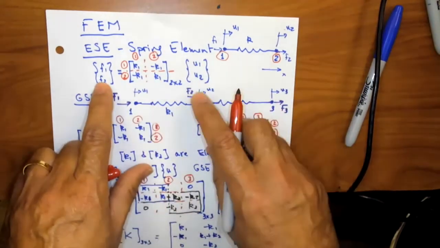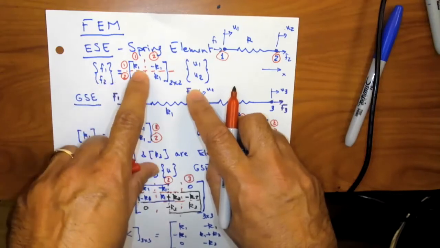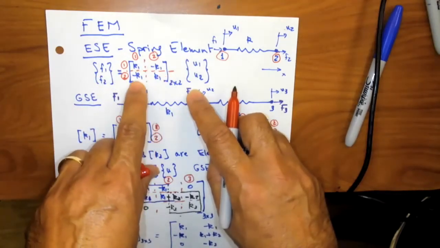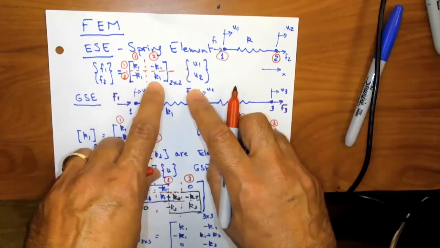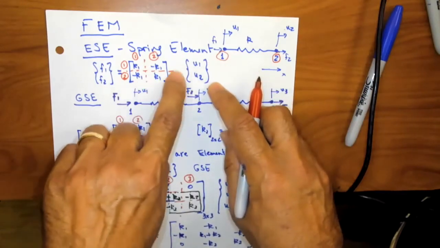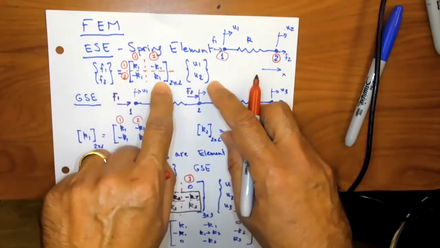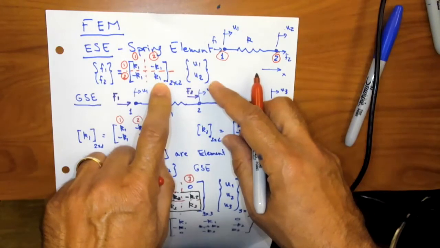I said this is the simplest element that we can use in the finite element method. And we wrote this element stiffness equation as {F1, F2} equals [K1, -K1; -K1, K1] multiplied by {U1, U2}. We call this square matrix the stiffness matrix.